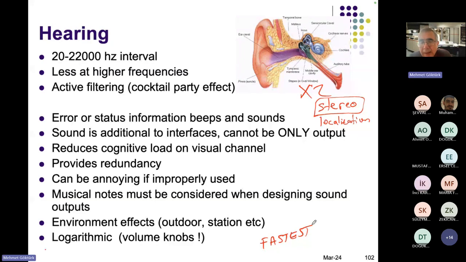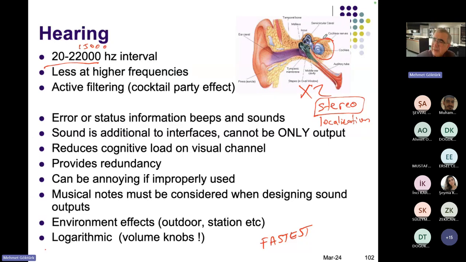So the signals reach the brain and get processed much sooner than the signal that we see for responding. The hearing range is very famous, although this can go like 15,000, not 22,000. 22,000 is a very high number.